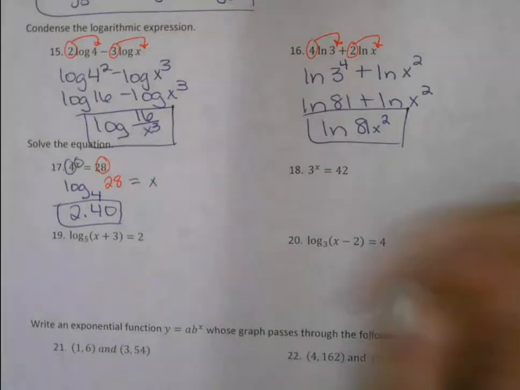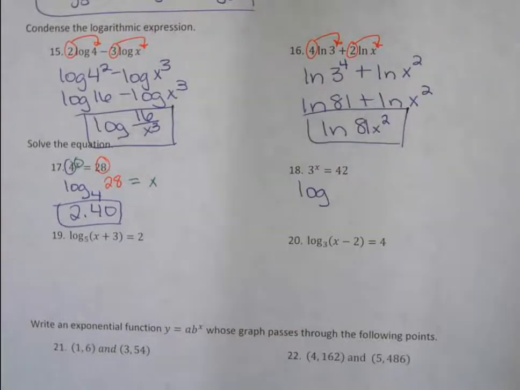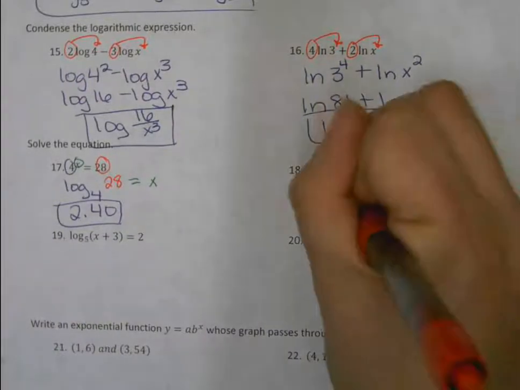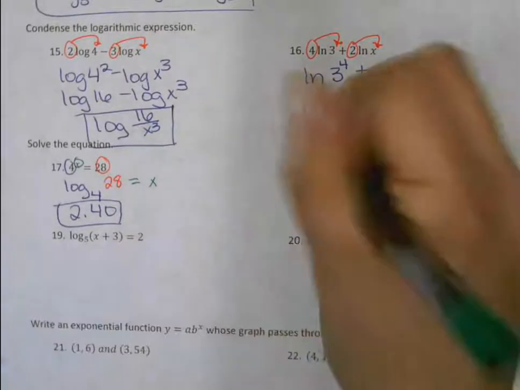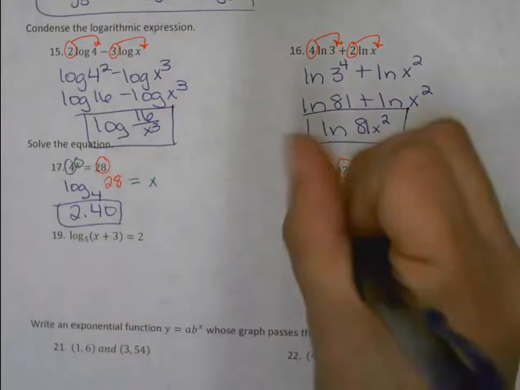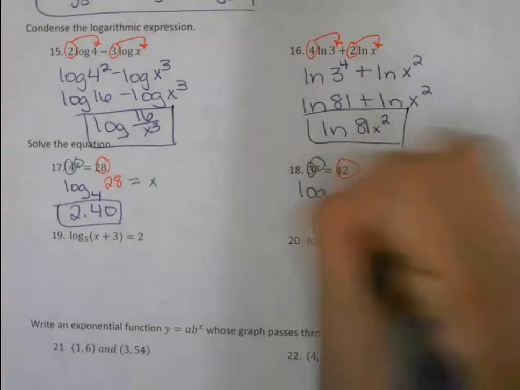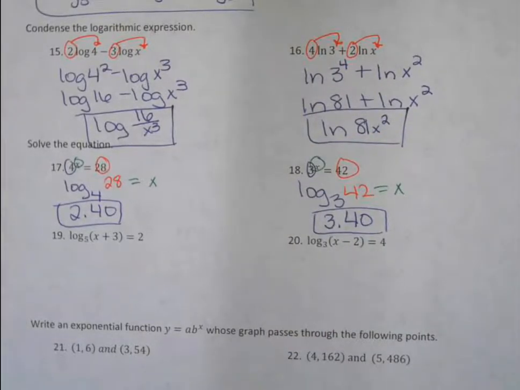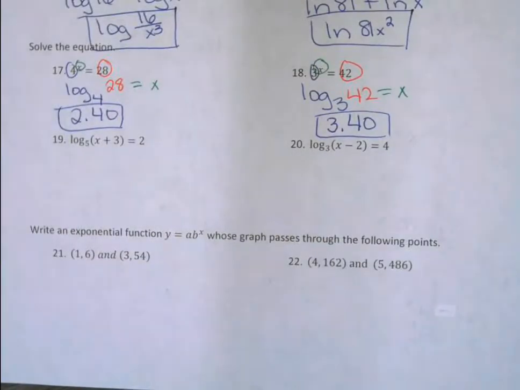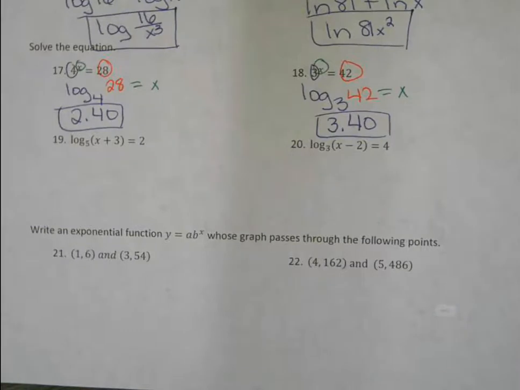Okay. So then number 18 is going to be log base 3 of 42. 3 point what? 40. Questions on 17 or 18? Okay.